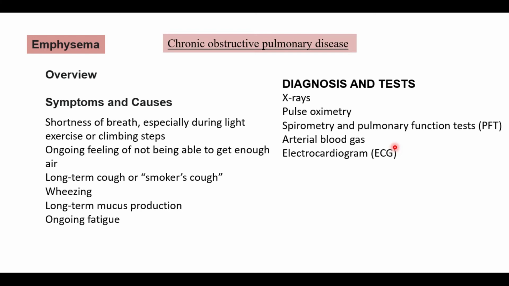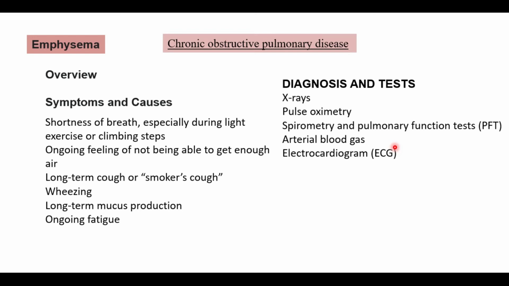Then comes pulse oximetry. This test is also known as the oxygen saturation test. It is used to measure the oxygen content of the blood. This is done by attaching a monitor to a person's finger, forehead, or earlobe. Then comes spirometry and pulmonary function test (PFT). This is one of the most useful tests to determine airway blockage. Spirometry or PFT tests lung volume by measuring airflow while a patient inhales and exhales.